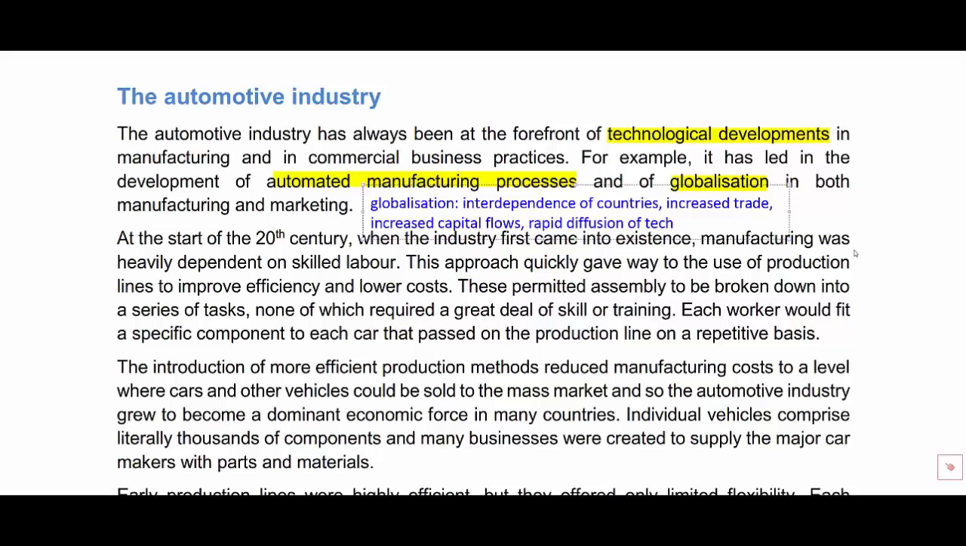So when we refer to globalization, what we're principally talking about here is the interdependence of countries, increased trade between those countries, increased capital flows, and the rapid diffusion of technology. So they're all big elements of globalization. The automotive industry has been at the very heart of that push over the last 20 to 30 years. When we go back to that first line, it's talking about the technological developments, and that is certainly true.